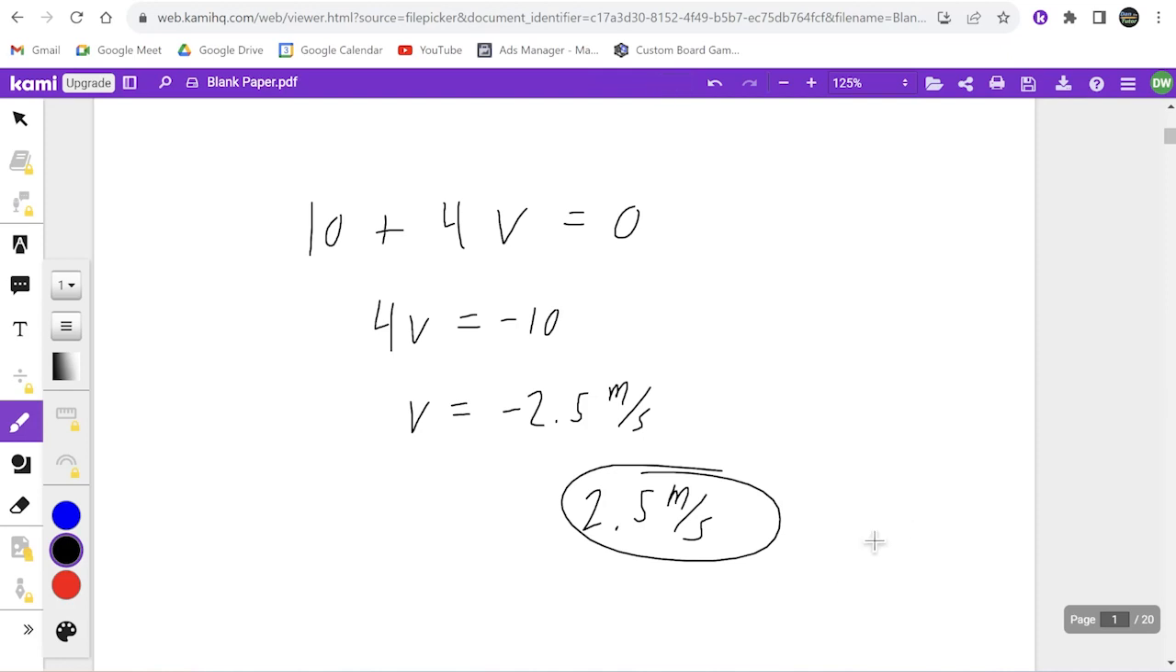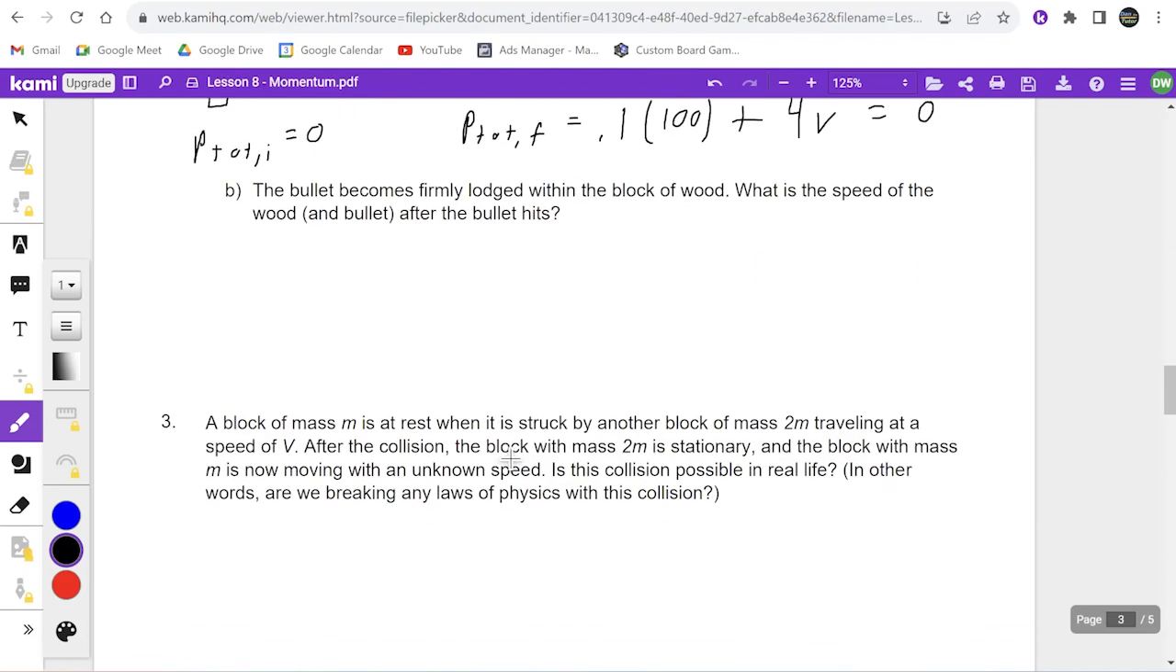Okay, now for part B, we're going to be continuing the last problem. Remember, this is a marksman firing a bullet at a block of wood. The bullet becomes firmly lodged within the block of wood. What is the speed of the wood and bullet after the bullet hits? Notice the gun's not even in the picture anymore.